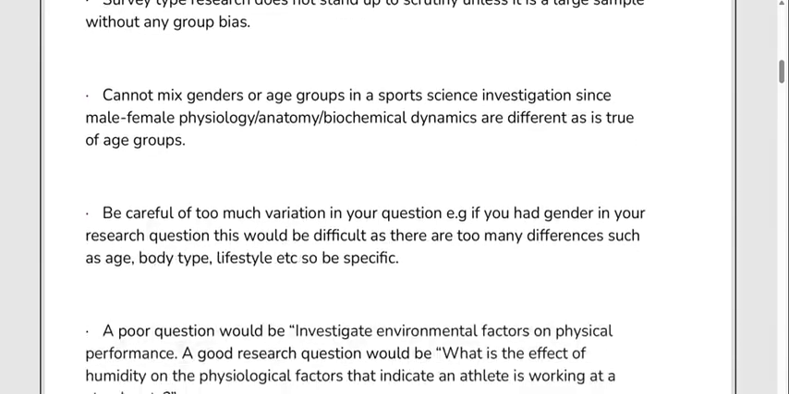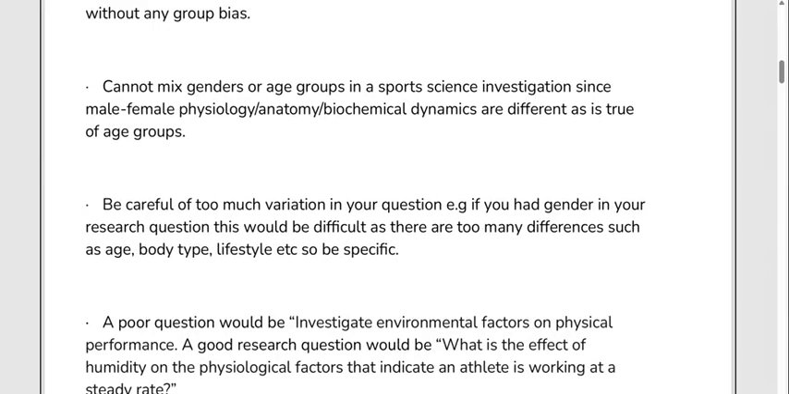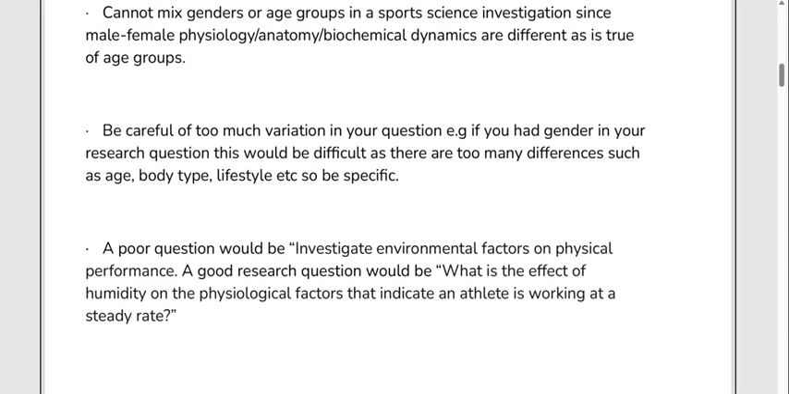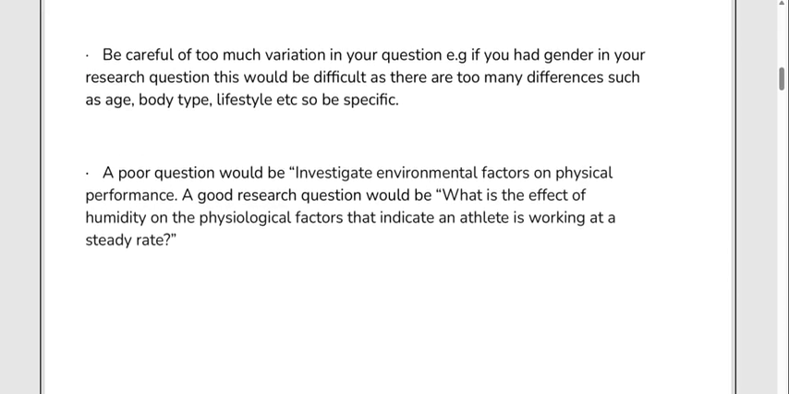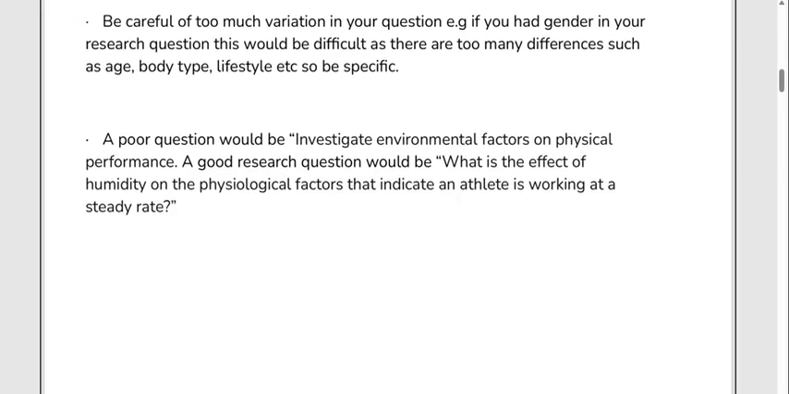Okay, when you're doing your question, you don't want to look at a difference between males and females. You don't want to look at a difference between old people and young people, because we already know that the physiology and the anatomy and biochemical things that go on in their body are just already so different that they're going to have a very big impact on performance in some aspect. Kind of what I talked about, you don't want too much variation.